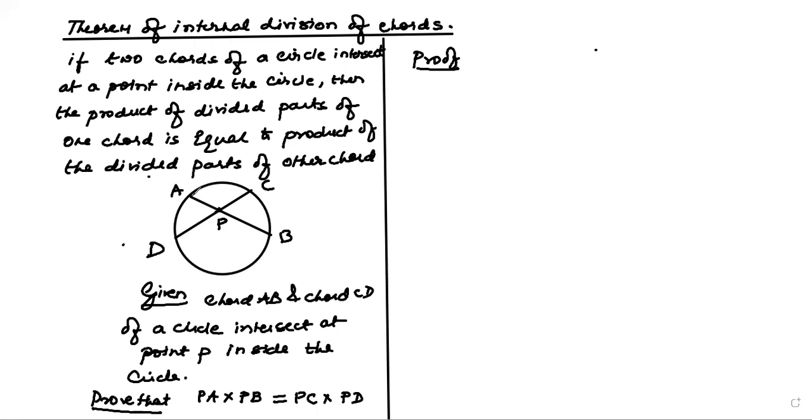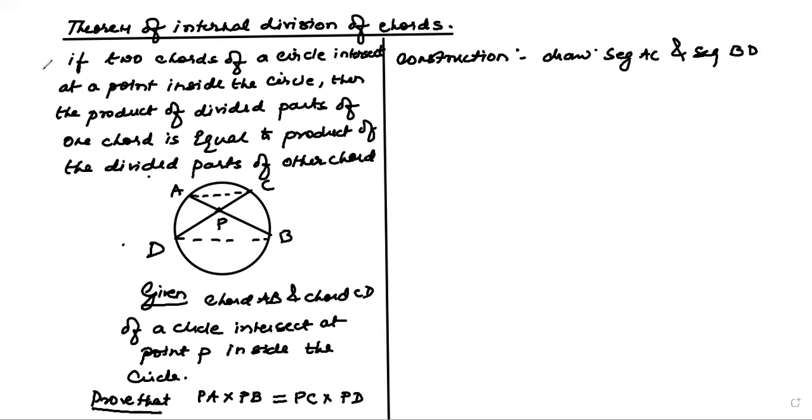So how to get the triangles? You can draw AC. Just here, I draw AC. I draw BD. So this is my construction, okay? Why do I do a construction? Then only I can get my triangles. Construction is what, children? The dotted line that I draw. Construction: draw segment AC and segment BD. Now, proof.